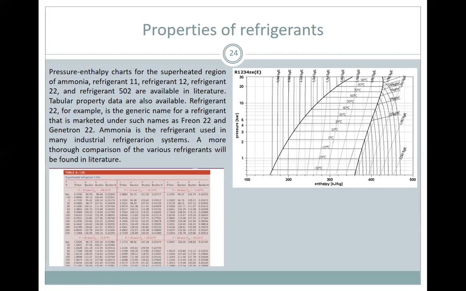Refrigerant 22, for example, is the generic name for the refrigerant that is marketed under such names as Freon 22 and Genetron 22. Ammonia is the refrigerant used in an industrial refrigeration system. A more thorough comparison of various refrigerants will be found in the literature. So note, when reading refrigerant properties, use just one reference.